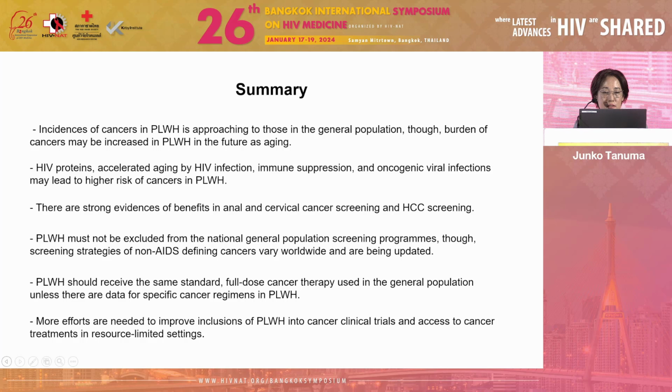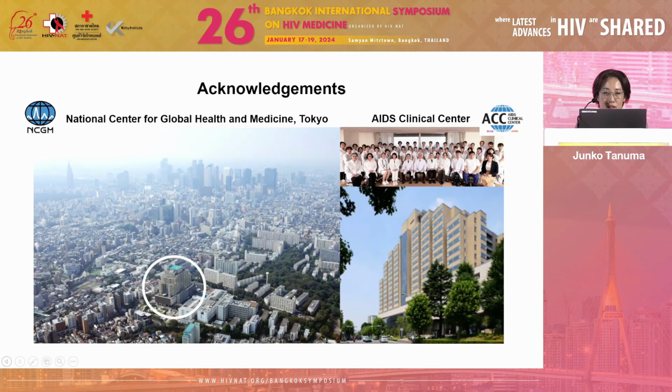And there is strong evidence of benefits in anal and cervical cancer screening and HCC screening. People with HIV must not be excluded from the national general population screening programs, though screening strategies for non-AIDS-defining cancers vary worldwide and are being updated frequently. People with HIV should receive the same standard full-dose cancer therapy used in the general population unless there are data for specific cancer regimens in people with HIV. More efforts are needed to improve inclusion of people with HIV in cancer clinical trials and access to cancer treatment in resource-limited settings. So that's all for my presentation.